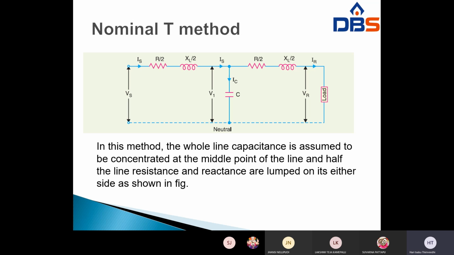Capacitive current IC is nothing but j omega C V1. Omega means 2 pi f. Sending end current IS is nothing but IR plus IC. Sending end voltage Vs is equal to V1 plus IS Z by 2, that is V1 plus IS into R by 2 plus jXL by 2. This is the nominal T method.